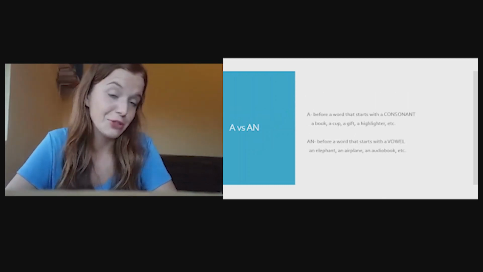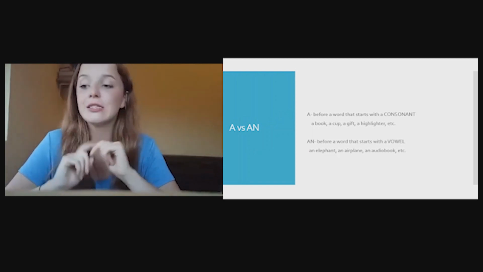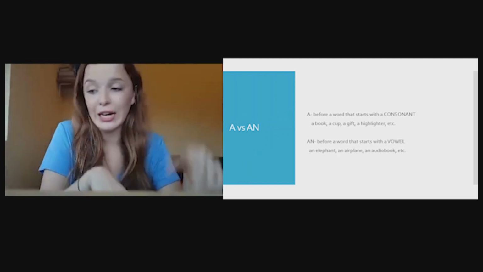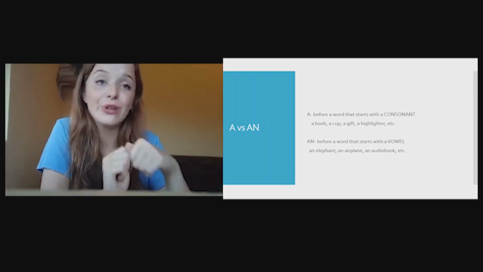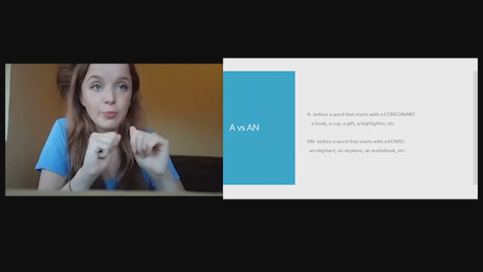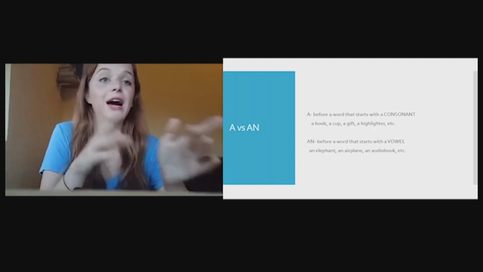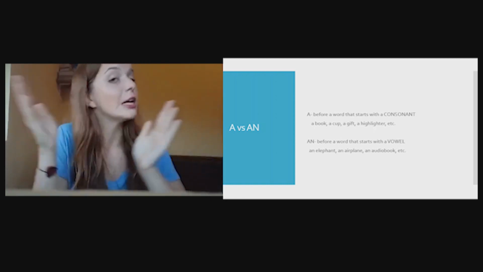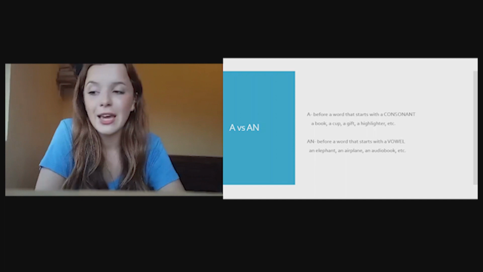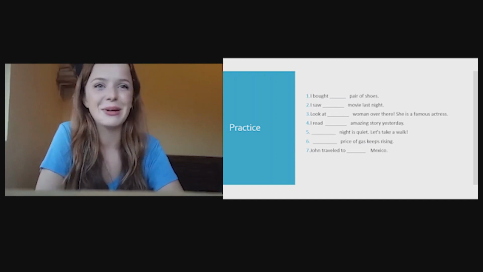Then you may wonder, what's the difference between a or an? Well, a is used before a word that starts with a consonant, while an is used before a word that starts with a vowel. So a book, a cup, a gift, a highlighter, but you say an elephant, an airplane, an audiobook, or something similar. And we came to this practice where we are going to check what we have learned about articles.